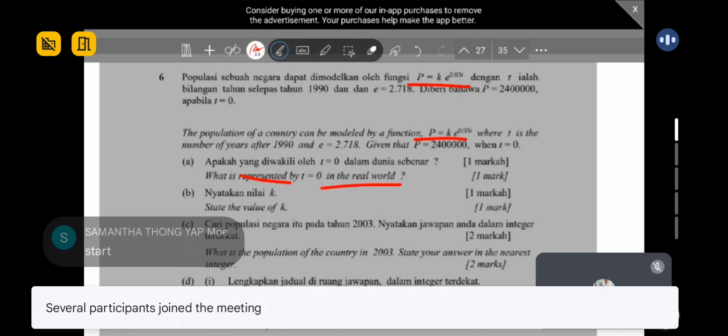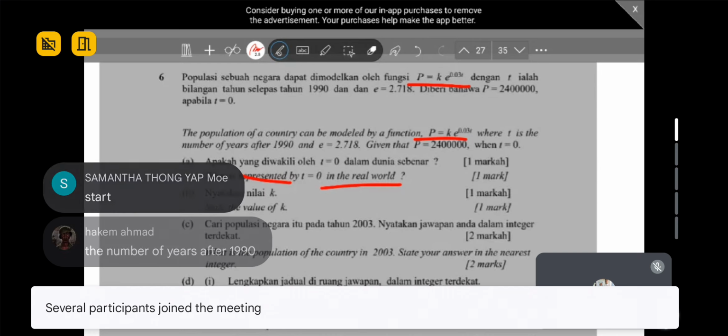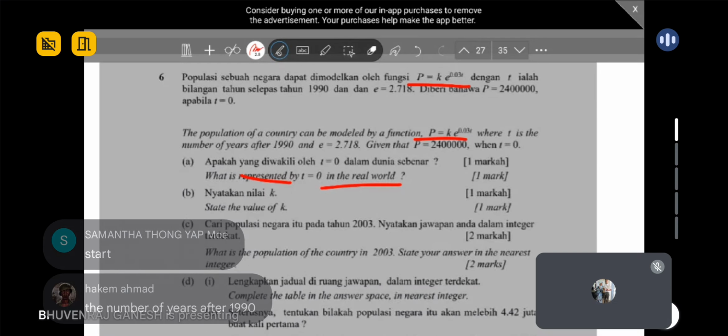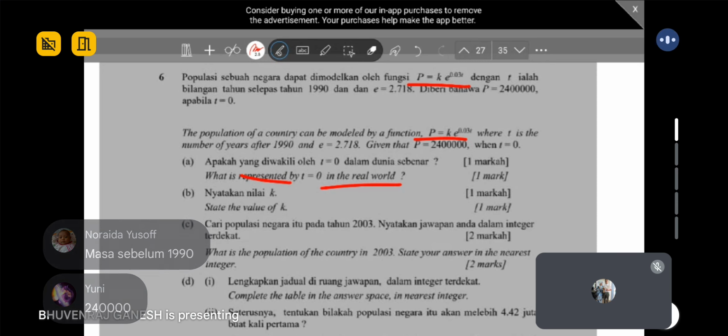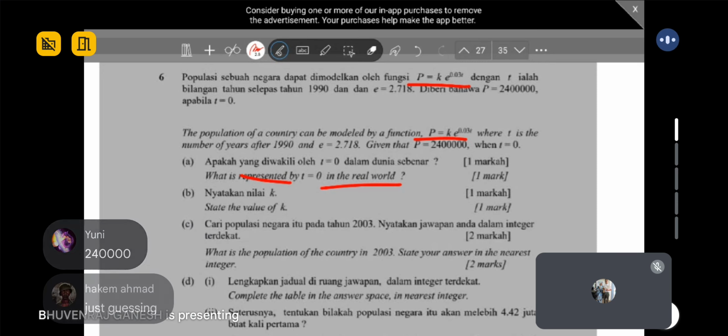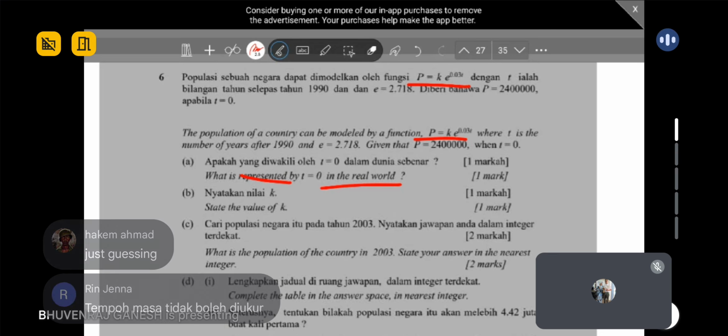Anyone else want to try? Nak cuba? Start. Start is too general. Hakim, they ask you T equal to 0, you know. Equal to 0. So you cannot say the number of years. If they just say what is T, then your answer is correct.